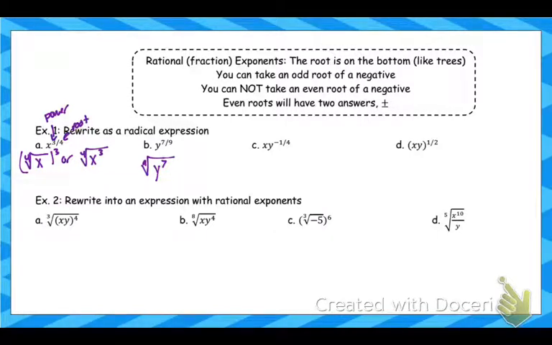On C, only the y has that exponent. The x does not. So the y is going to move to the bottom. And then since it's the 1/4 power, that's going to be the fourth root of y. Now, this is good, and this is a rewritten expression. The problem here is what we're going to need to do is rationalize.